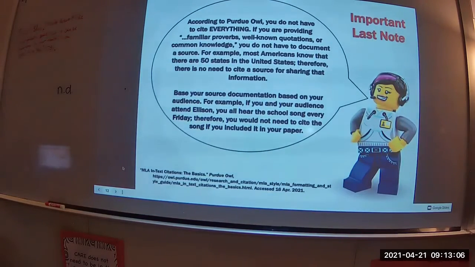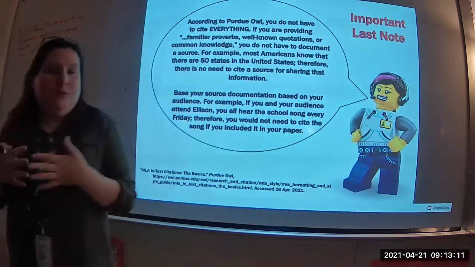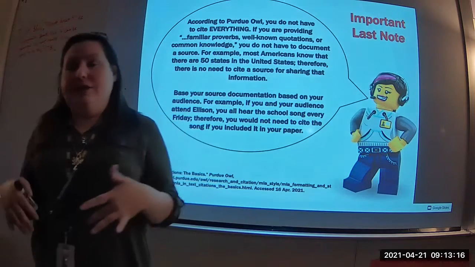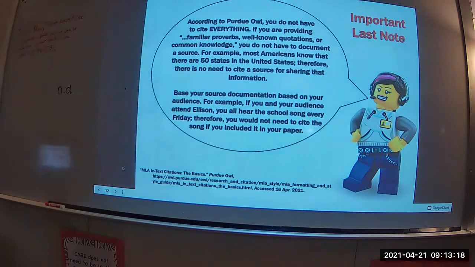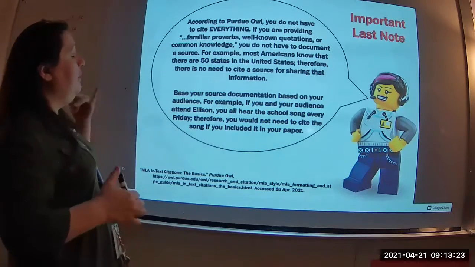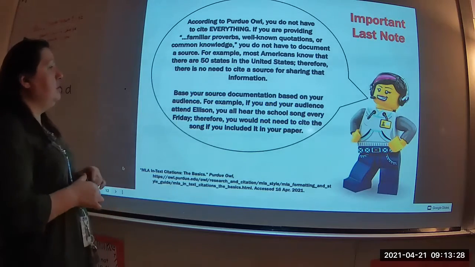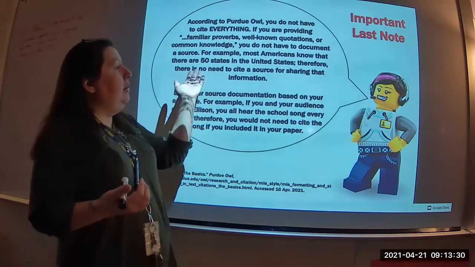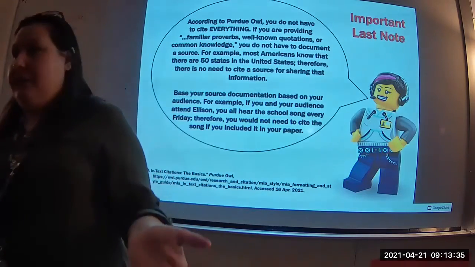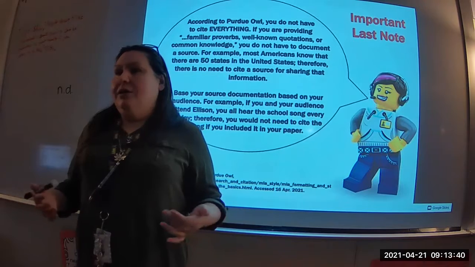All right, here's an important note, because it seems like if we go by what we think, we're probably going to have to cite everything. Very few of us have total original thoughts that have never been thought by anybody else in life. According to Purdue OWL, you don't have to cite everything. If you're providing familiar proverbs, well-known quotations, or common knowledge, you do not have to document the source. For example, most Americans know that there are 50 states in the United States. If I include that in my paper that's going to be read by Americans, I don't need to cite that. That wouldn't make any sense.